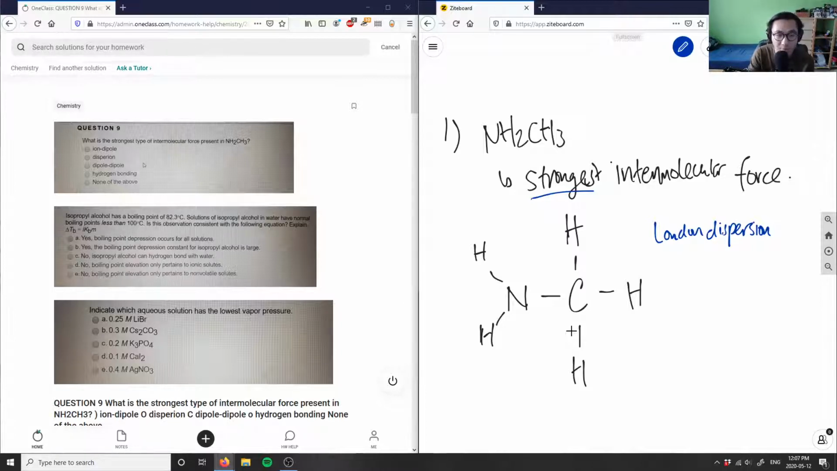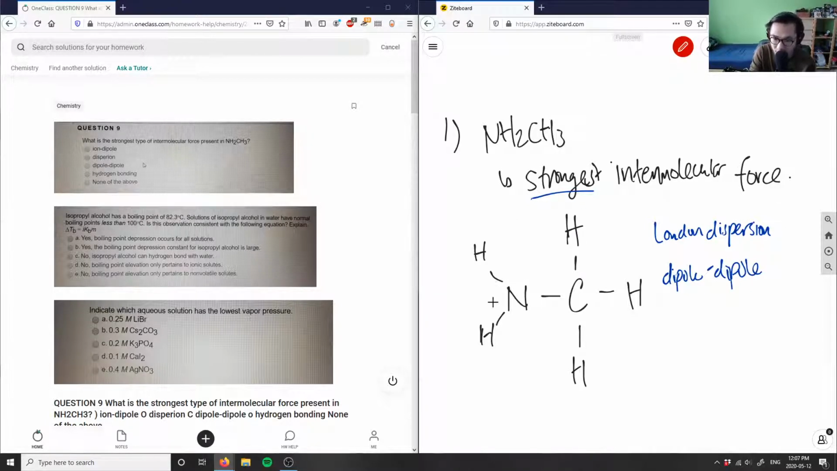Next one, we have dipole-dipole. So we have London dispersion, and we also have dipole-dipole. How we have that here is because I know that my carbon here and my nitrogen here are going to draw out electron density, right? So again, I know that this carbon here is partial positive, and this nitrogen is partial negative, because, again, I have a lone pair.